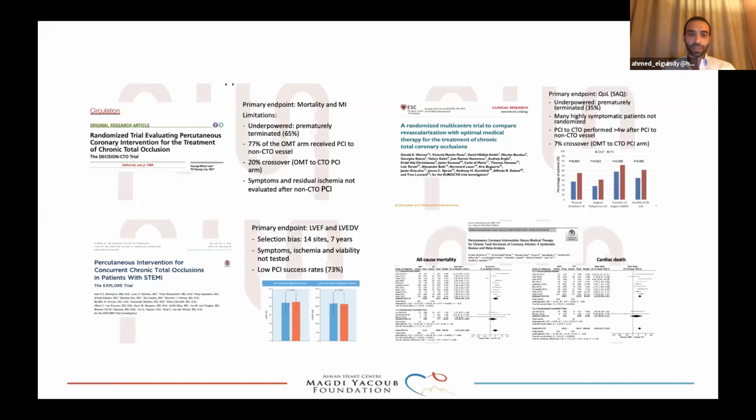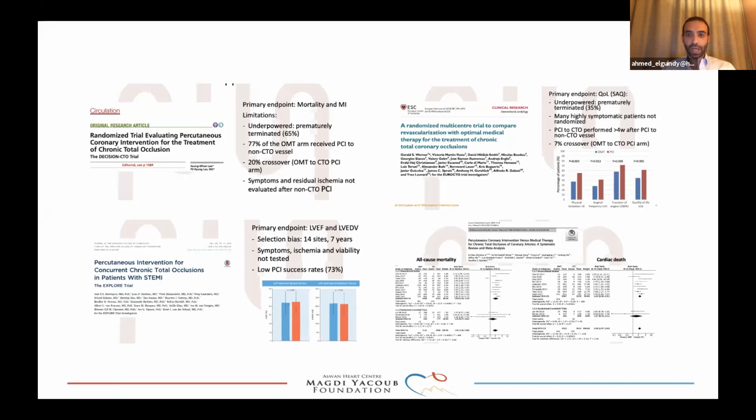There was also a 20% crossover rate from the medical therapy arm to the CTO PCI arm, and symptoms and residual ischemia were not routinely evaluated after performing a non-CTO PCI in the same patient.